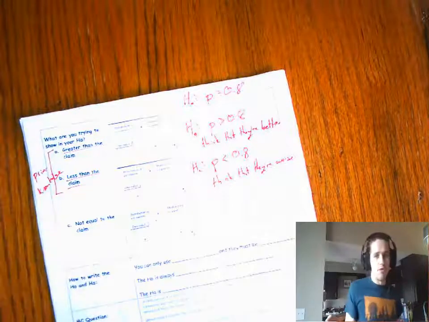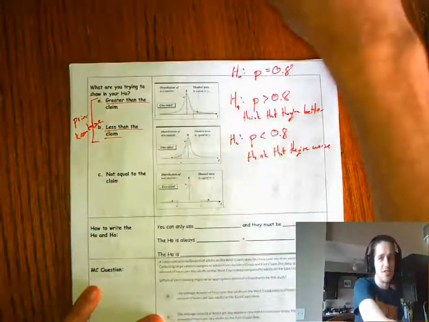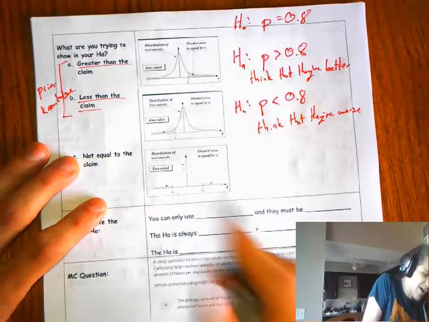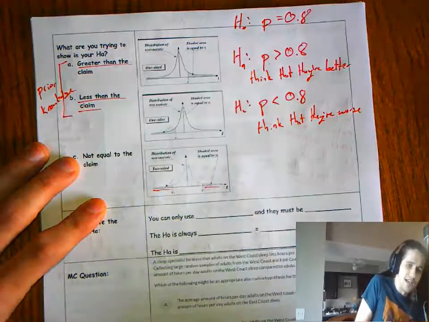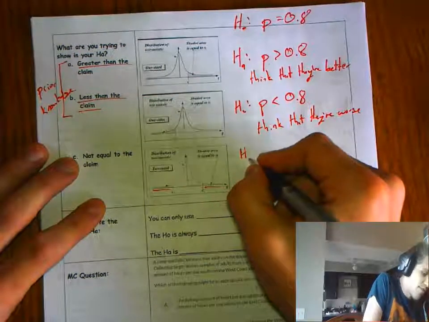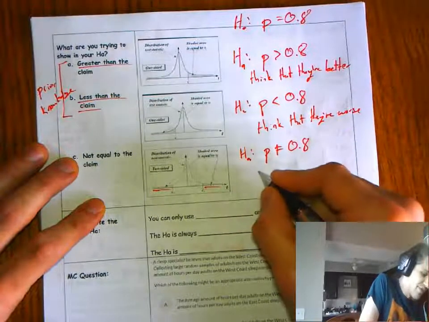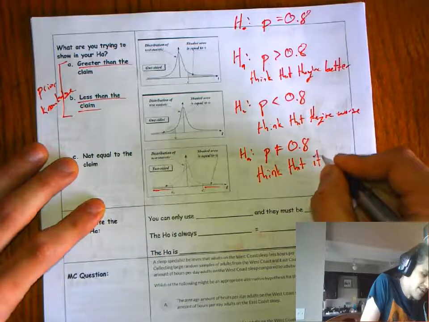Maybe we don't know. Maybe we don't know if Wasilla is better than an 80% shooter. Maybe we don't know if she's less than an 80% shooter. Maybe we don't have any idea. Maybe extreme values on either side would lead us to reject. Maybe we should go with a not equal to 0.8. That is, we just think that it's different.